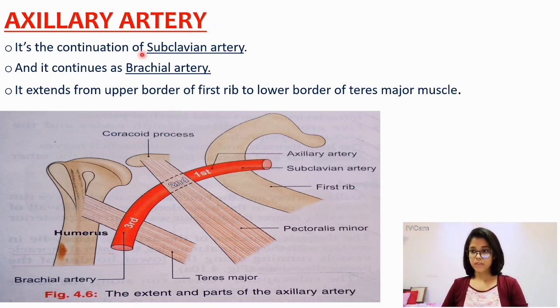Beginning with this artery, it is the continuation of subclavian artery and itself continues as the brachial artery. It extends from the upper border of first rib to lower border of teres major muscle. Pectoralis minor muscle divides this artery in three parts, first being proximal to the muscle, second behind it, and third distal.